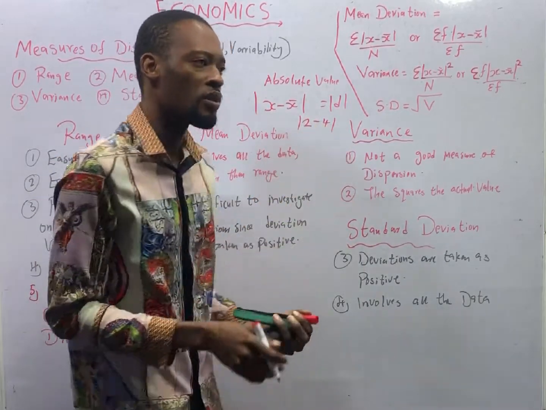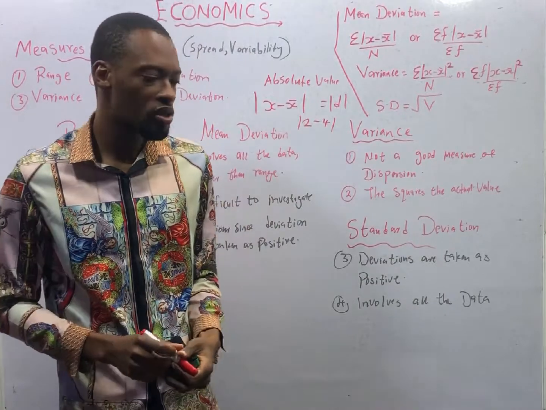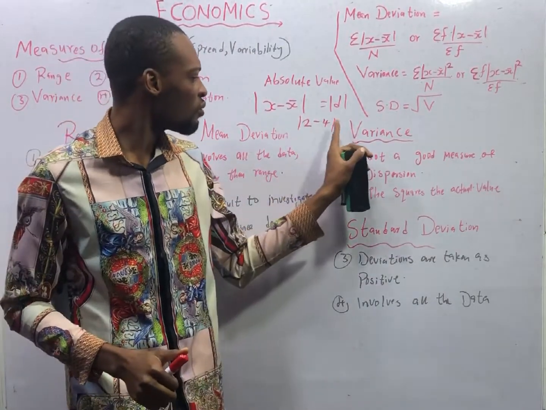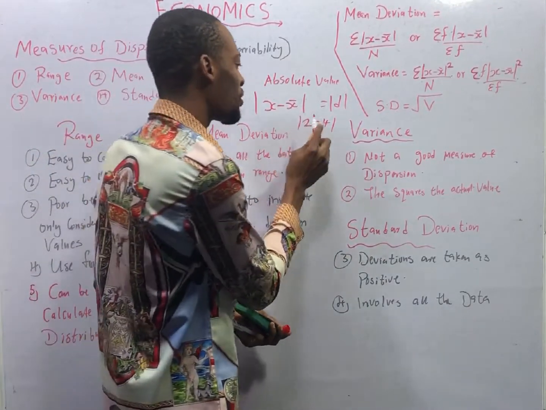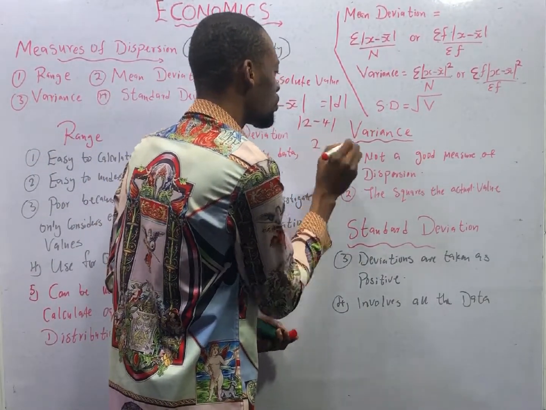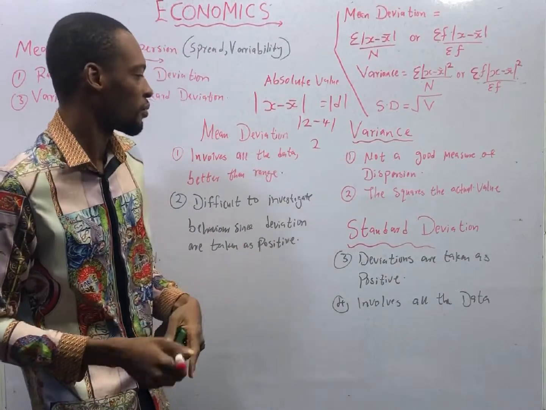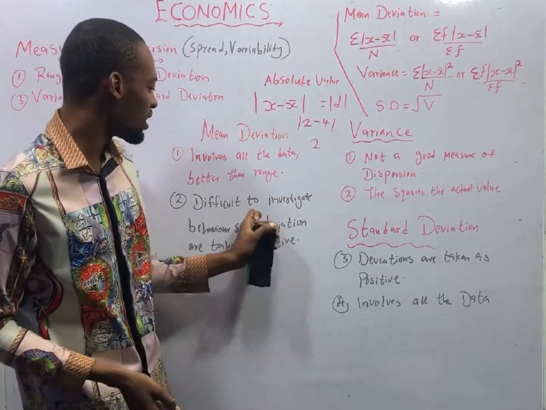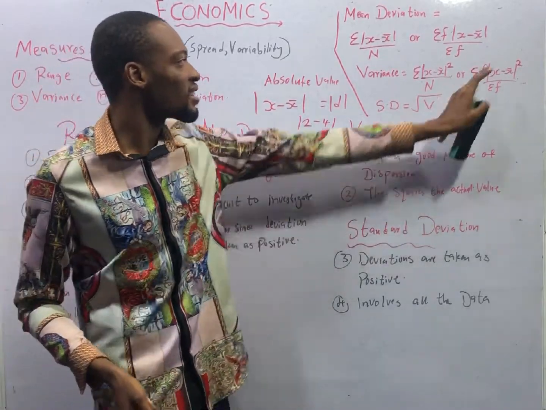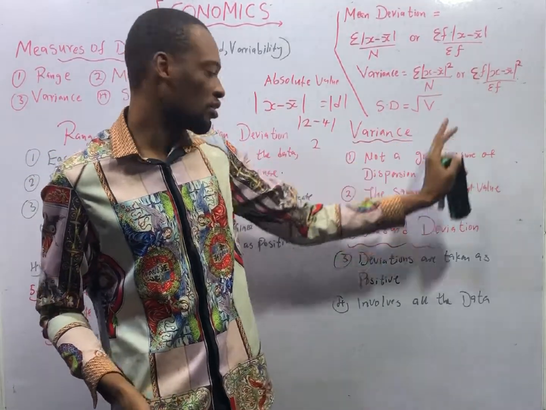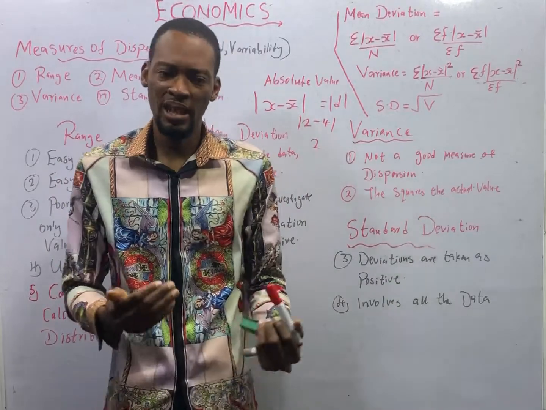Normally 2 minus 4 should give you minus 2. But since we need an absolute value, you ignore the minus. So instead of minus 2, you simply say 2 because you just need the absolute value. Mean deviation only considers the absolute value because deviations are taken as positive. Variance considers only the absolute value. Standard deviation considers only the absolute value.